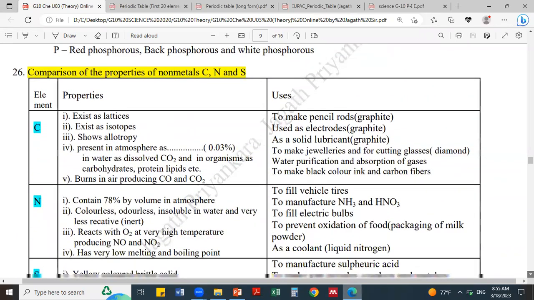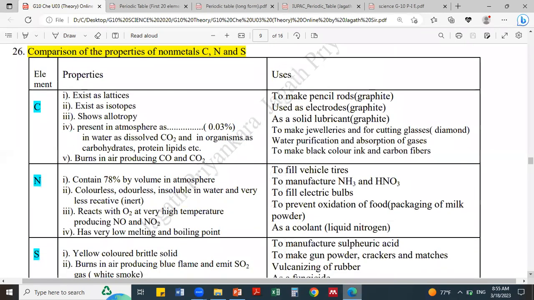Right. Carbon. What are the properties? What is the symbol? Capital C. So carbon exists as lattices. Can you write it, students? In front of lattices, you can write within brackets with a pencil at least, graphite and diamond. That also we are going to discuss under the 10th lesson. Carbon forms lattices, graphite and diamond lattice structures.